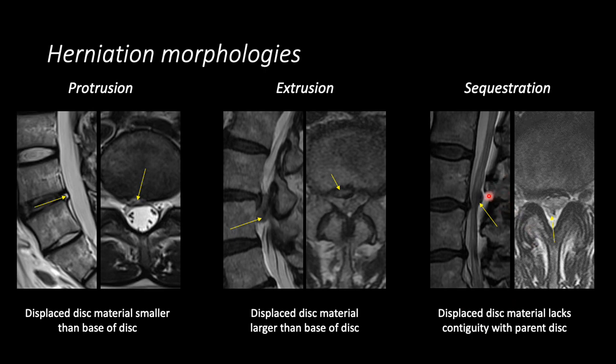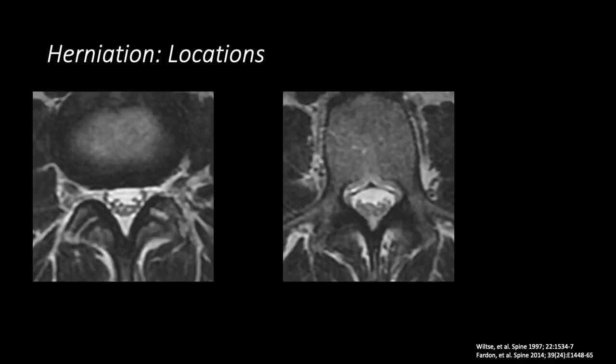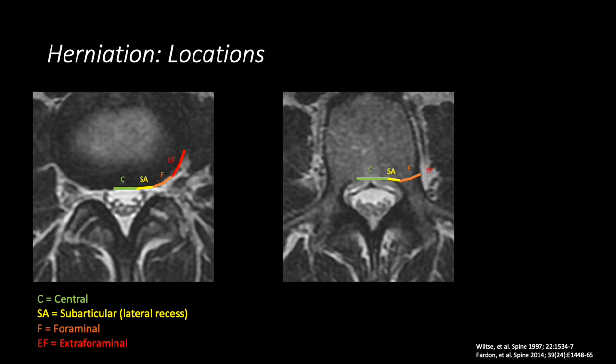In this example, we see that there's disc material within the dorsal epidural space on the sagittal image as well as on the axial image. Herniations can occur in different locations with respect to the spinal canal, best viewed on axial images. The central zone is situated between the medial margins of the facet joints. The subarticular zone or lateral recess is situated between the medial margin of the facet and the medial margin of the pedicle. The foramen is situated between the medial margin and the lateral margin of the pedicle, and the extraforaminal zone is lateral to the pedicle.